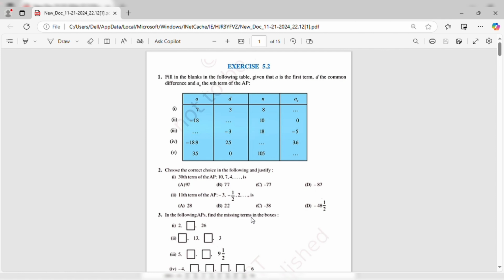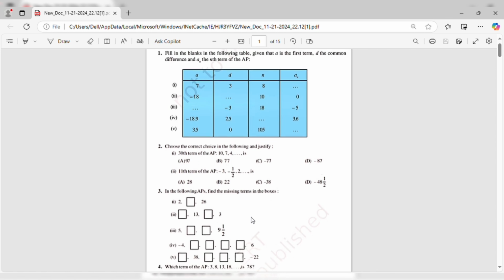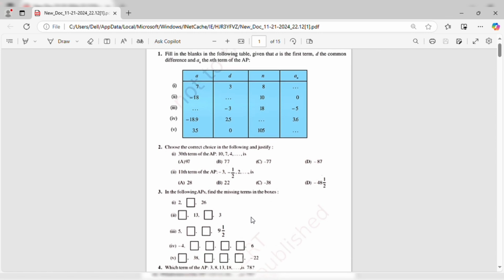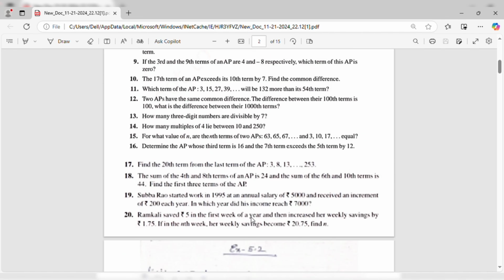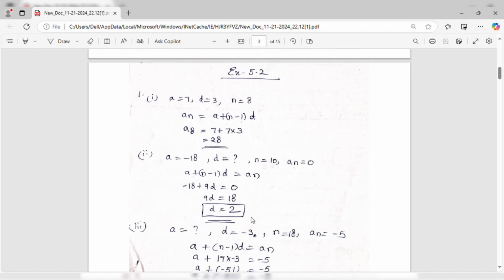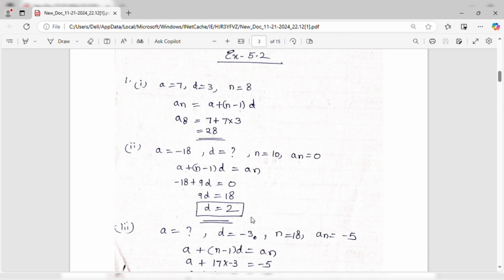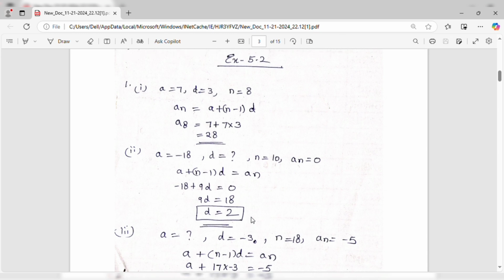First question is fill in the blanks in the following table given A as the first term, D is the common difference and AN is the nth term. So according to the question we will use the formula AN equal A plus N minus 1 into D to solve the respective parts. For the first part, A is 7, D is 3 and N is 8.